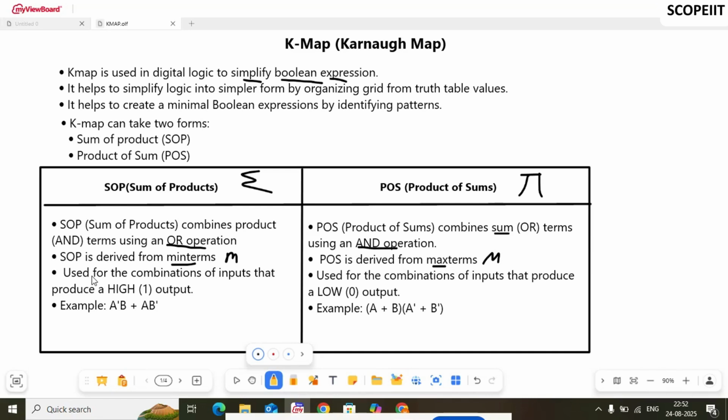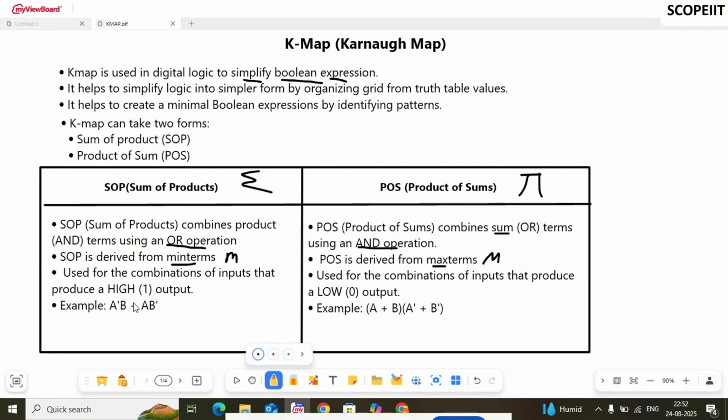It is used for the combination of inputs that produce a high, that means one, output. Whenever we construct a K-map for SOP, we place 1 over there. Similarly, whenever we construct a K-map for POS, we place 0 over there.